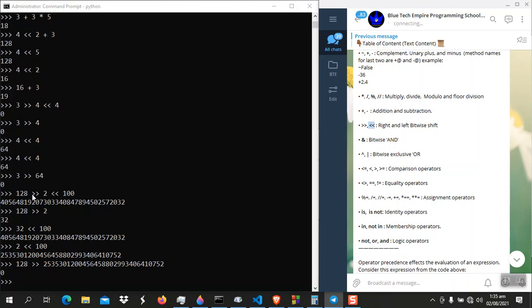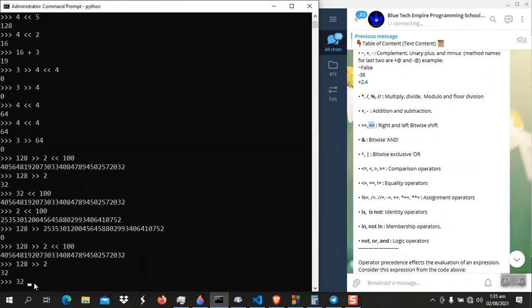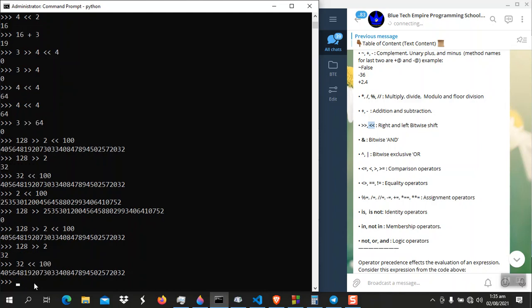So as you can see in this expression, this will first be evaluated, then later on this will be evaluated. But if we inverse it, in this case, this will be evaluated, then this will be evaluated. As you can see, 128 left shift 2, then we can say now 32 right shift 100. So that's what happened. But if we change it, maybe we put this to be left shift, you see this is going to be evaluated first, then followed by this.